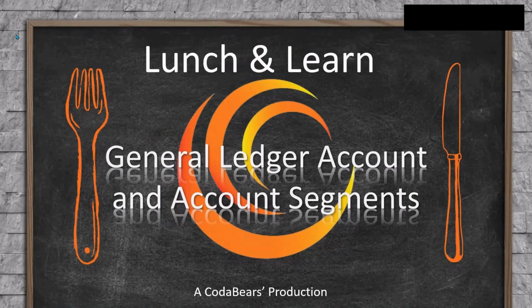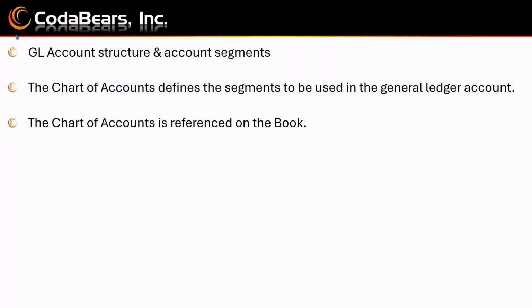Today we're going to talk about the general ledger account and account segments. The chart of accounts defines the general ledger account, and there's segments. Epicor best practice suggests that you use 3 segments at a minimum. You can have up to 19 different segments.